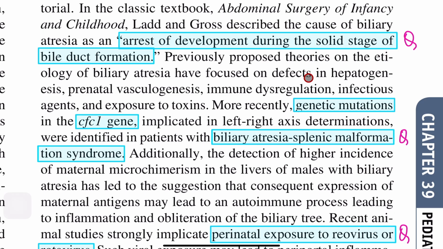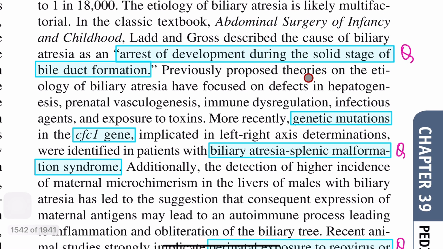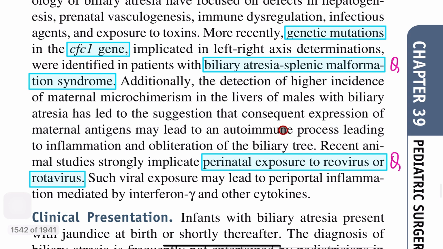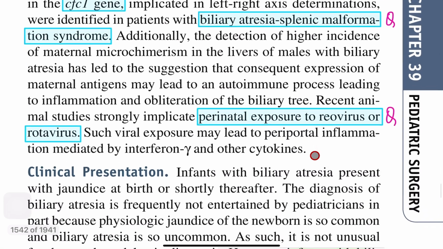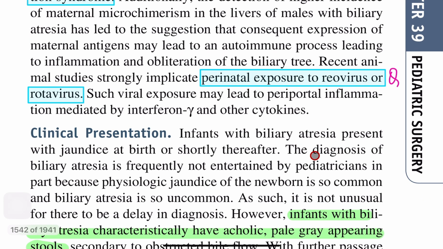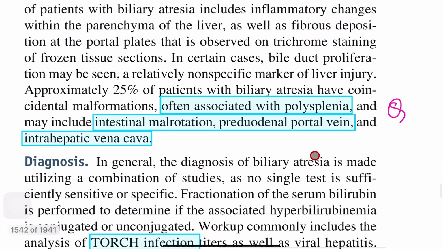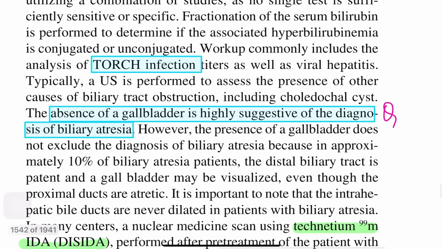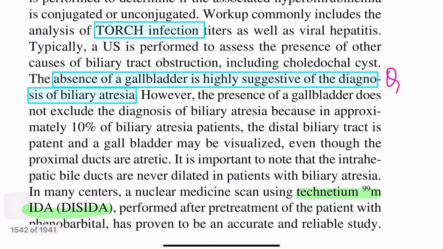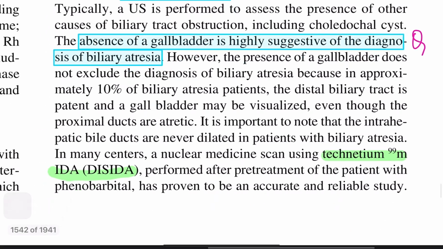In just a few lines in Schwartz, it is arrest of development during the solid stage of bile duct formation. There is one syndrome called biliary atresia splenic malformation syndrome, with perinatal exposure to reovirus and rotavirus. The syndrome is often associated with polysplenia, intestinal malformation, pre-duodenal portal vein, and intrahepatic vena cava. Absence of the gallbladder is highly suggestive of the diagnosis of biliary atresia.